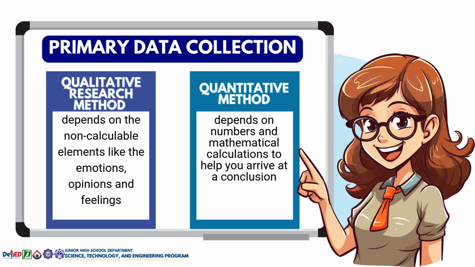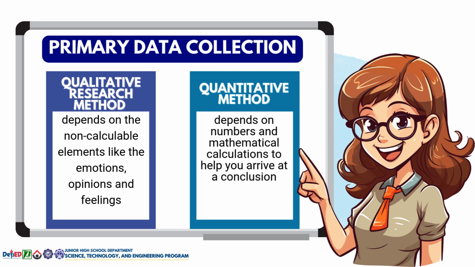The qualitative research method basically depends on the non-calculable elements like the emotions, opinions, and feelings. This method does not involve any numbers or calculations whatsoever. A fine example of a qualitative data collection method would be open-ended feedback, like a survey form you send out to customers. As opposed to qualitative methods of data collection, quantitative method depends on numbers and mathematical calculations to help you arrive at a conclusion.